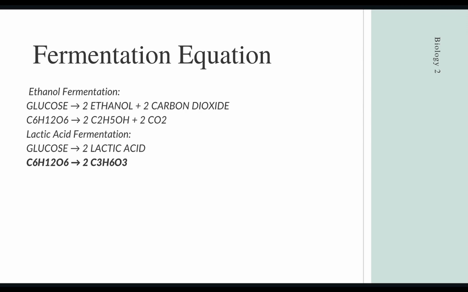Now we have the fermentation equations. The ethanol equation is C6H12O6, which is glucose, forming 2 ethanol, which is 2 C2H5OH, plus 2 carbon dioxide, which is 2 CO2. Now the lactic acid fermentation is glucose, which is C6H12O6, forming 2 C3H6O3, which is lactic acid.